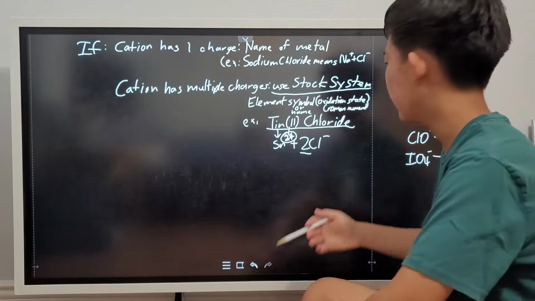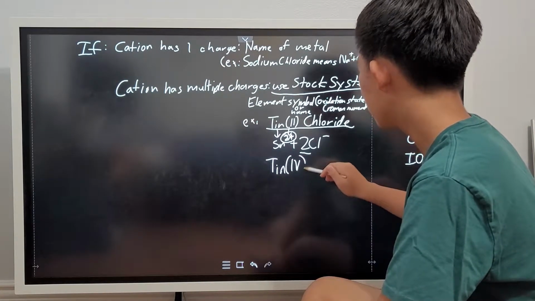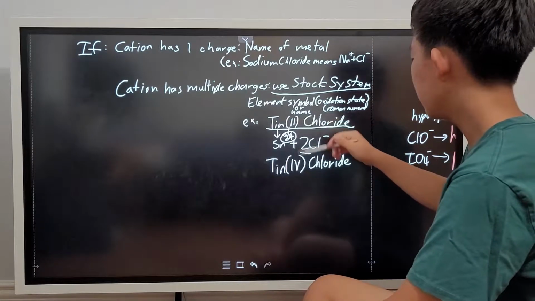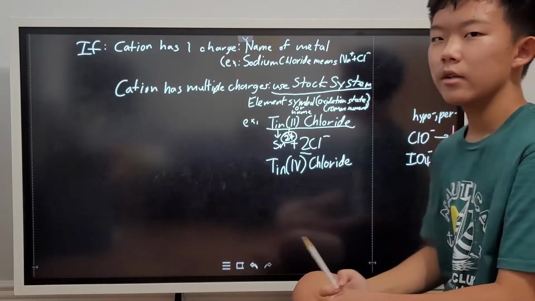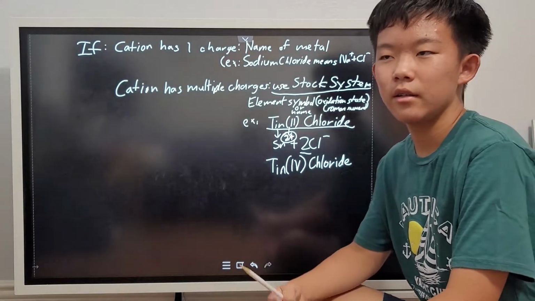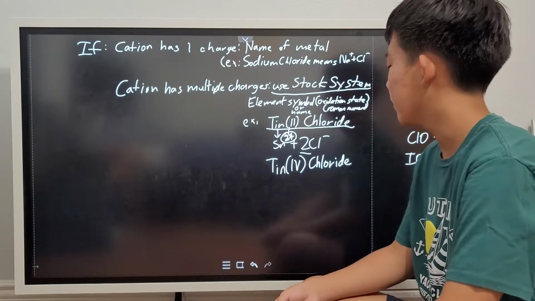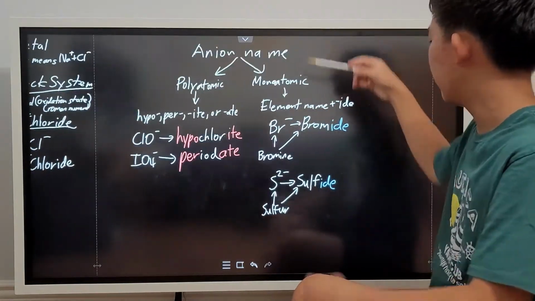Now how does this differentiate from tin's higher chloride, tin tetrachloride or tin(IV) chloride? Well, as you can see, the Roman numerals in the two of them are different, right? This one's 2, this one's 4. So it helps us clearly see what oxidation state of tin is present and the chemical formula of these compounds. Now let's look at anion names.